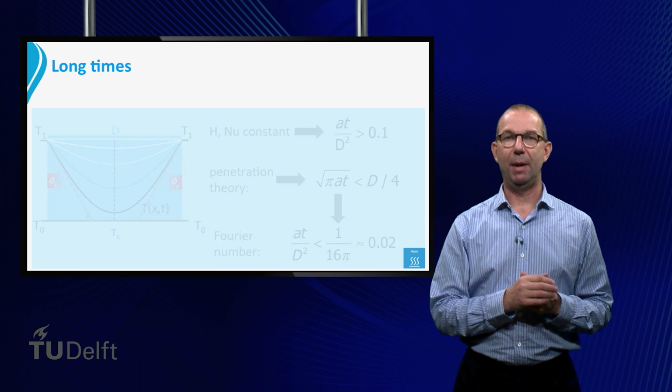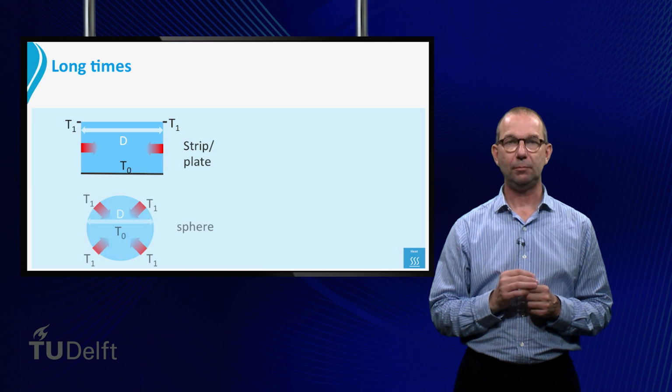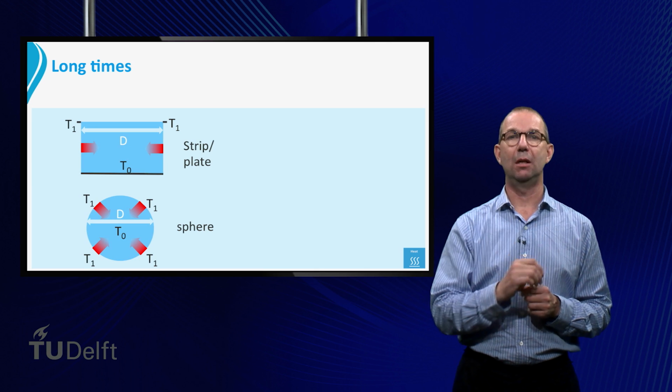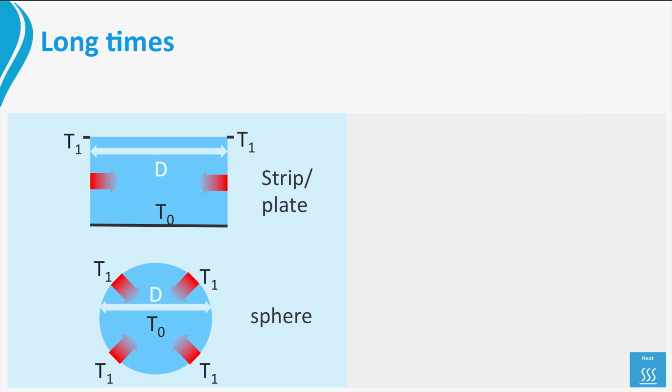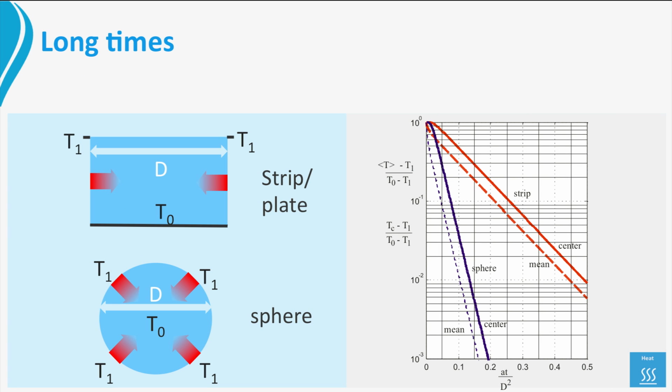Luckily, this problem has been solved completely. The solution for any t has been put into graphs. The graphs show various lines. First, we look at the two red lines. The full line gives the temperature of the center of the plate or strip as a function of time. The dashed line gives the mean temperature.